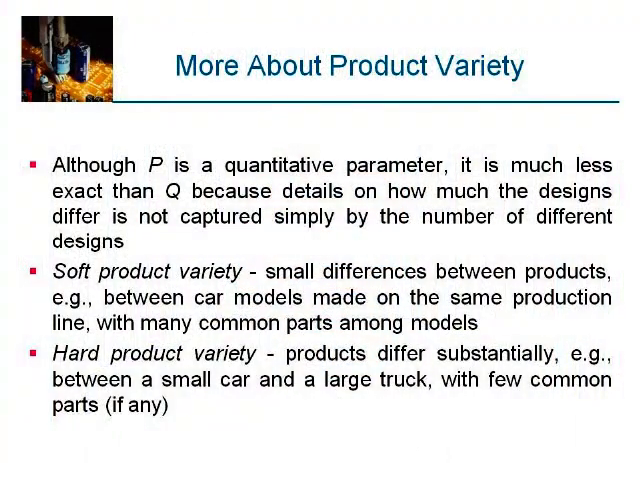Hard product variety: products differ completely, substantially. Example, a small car and a large truck with fewer common parts. The common parts are very, very few in that, whereas in the soft product variety, the common parts are large in number and the different parts are small in number.